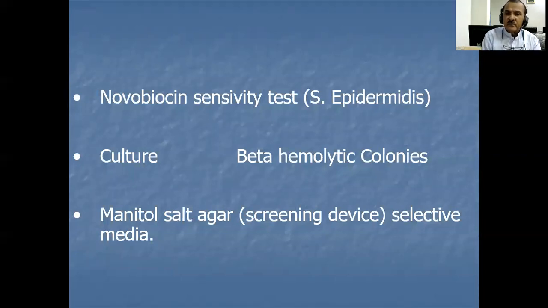We do the novobiocin sensitivity test. It is sensitive in case of epidermidis, resistant in case of Staphylococcus saprophyticus. We do the culture on blood agar and see beta hemolysis. We also perform a screening test on mannitol salt agar, a selective medium used for screening for Staphylococcus aureus.